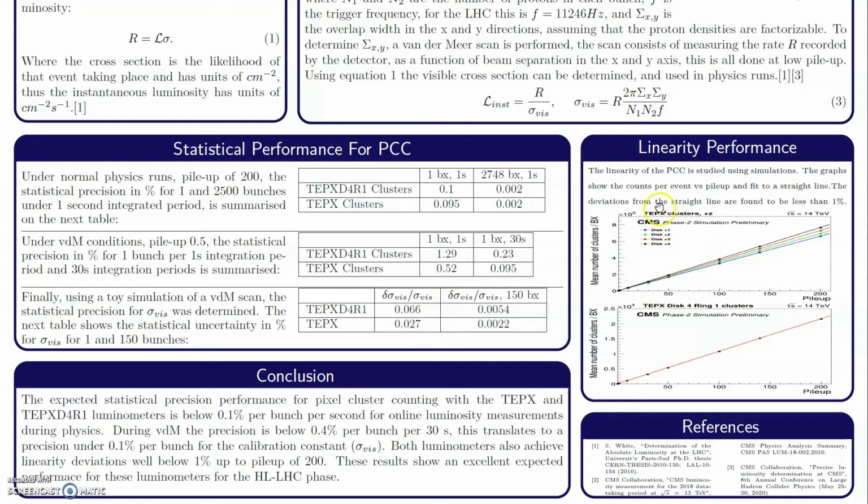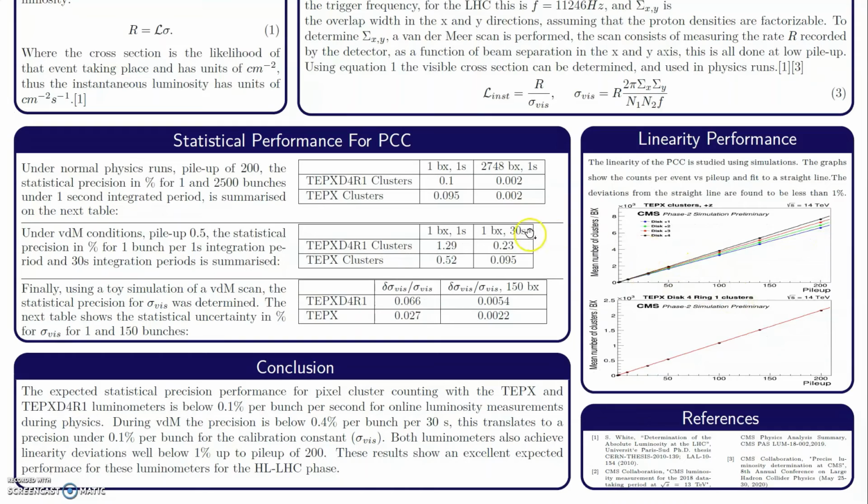The graphs on the left show the linearity of the PCC method, and this was done using simulations. The graphs show the mean number of clusters per bunch versus the pileup. The first graph shows this for TEPX, where each line corresponds to a different disk, and the second graph shows this for the ring, and it is found that the deviation from the straight line is less than 1%, which goes to show that the statistical performance of TEPX is really good.